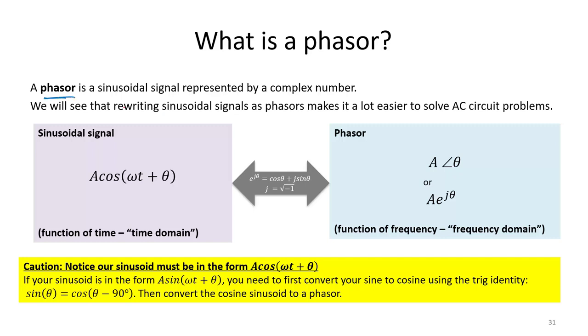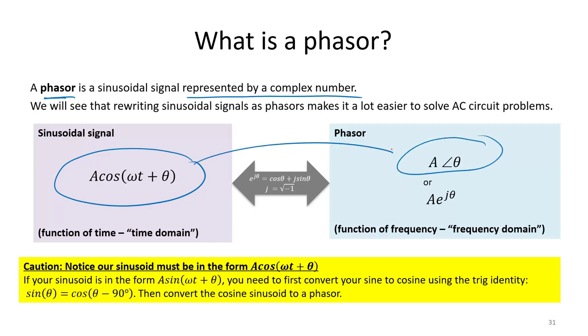We say that a phasor is a sinusoidal signal represented by a complex number. So we can take any sinusoidal signal, A cosine omega t plus theta, and we can rewrite it as a phasor. We can also take a phasor in the form A angle theta and rewrite it back as a sinusoidal signal. And essentially what we're doing here is we're taking a sinusoidal signal that is a function of time, in time domain, and we are instead representing that signal as a function of frequency, or in frequency domain.